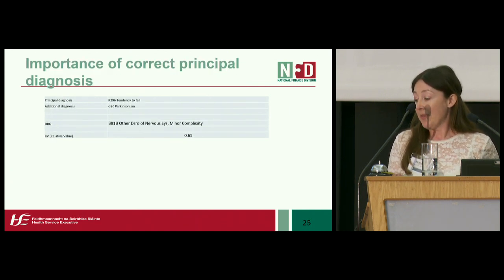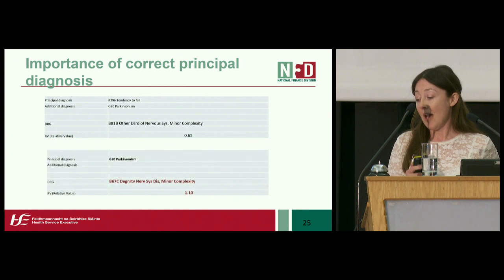The following are examples from chart-based audits that were held in the hospital during the year. A patient here came in with falls and they had Parkinson's. The principal diagnosis was coded as falls with a secondary diagnosis of Parkinson's. However, it was clear from the documentation that the falls were due to the Parkinson's, and this should have been the principal diagnosis. The DRG changed from B81B to B67C, and the value went from 0.65 to 1.10.